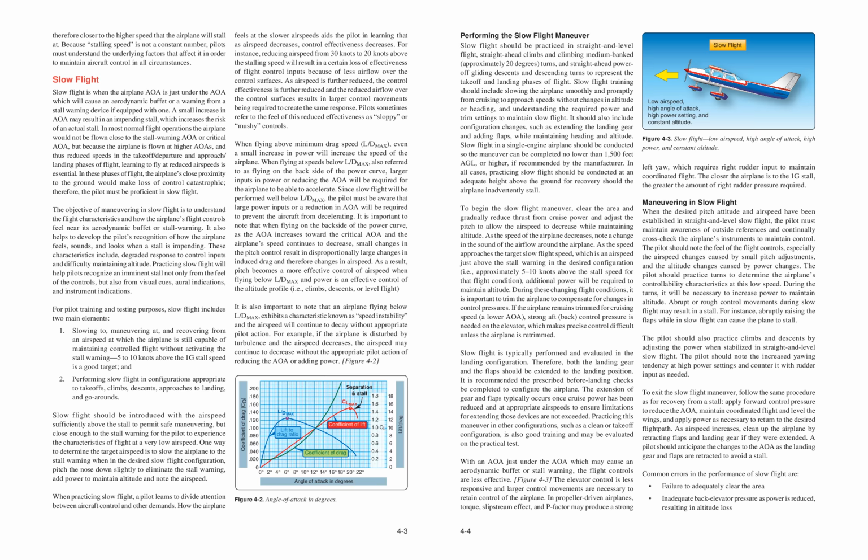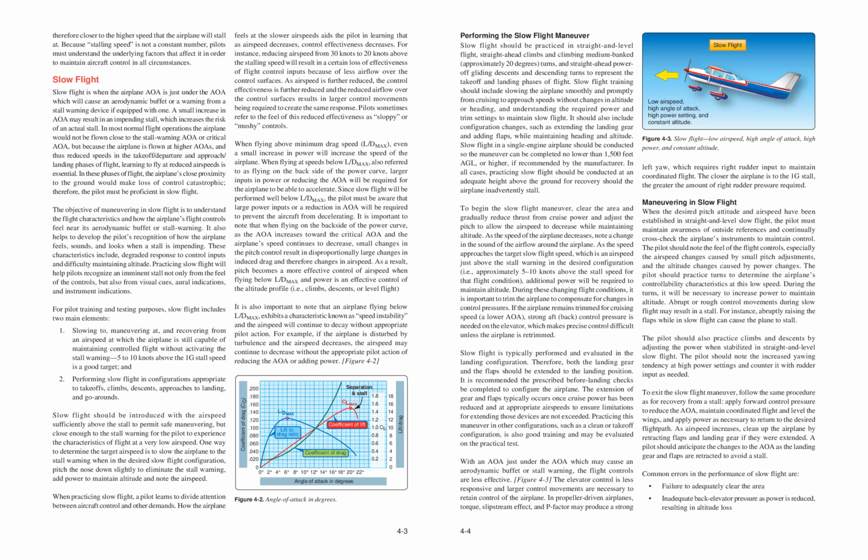Maneuvering in slow flight. When the desired pitch attitude and airspeed have been established in straight and level slow flight, the pilot must maintain awareness of outside references and continually cross-check the airplane's instruments to maintain control. The pilot should note the feel of the flight controls, especially the airspeed changes caused by small pitch adjustments, and the altitude changes caused by power changes.